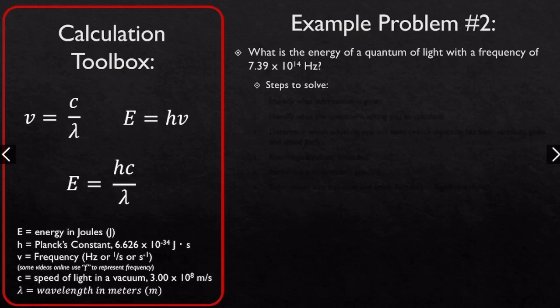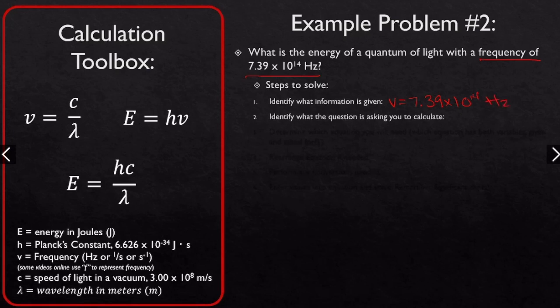step 1, I'm going to identify the information that's being given to me in the problem, which is frequency. I have a frequency of 7.39 times 10 to the 14th hertz. So there's the information that's being given. Now I need to identify what I'm being asked to calculate. I'm being asked to calculate energy. It says, what is the energy? So energy is my question mark here.